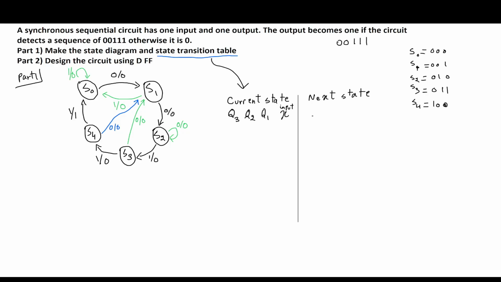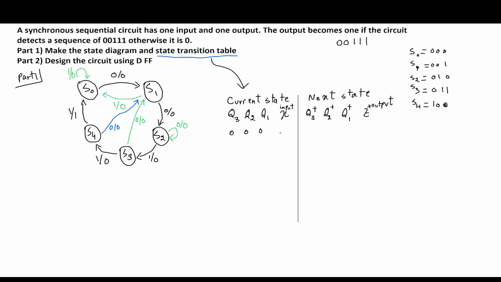And then we want to figure out what will be the next state. So let's call them Q3 plus, Q2 plus, Q1 plus. And then we want to figure out what will be the output. So let's call the output Z. So this is the output. So let's start with all possible current states. So we have S0 is 0, 0, 0.